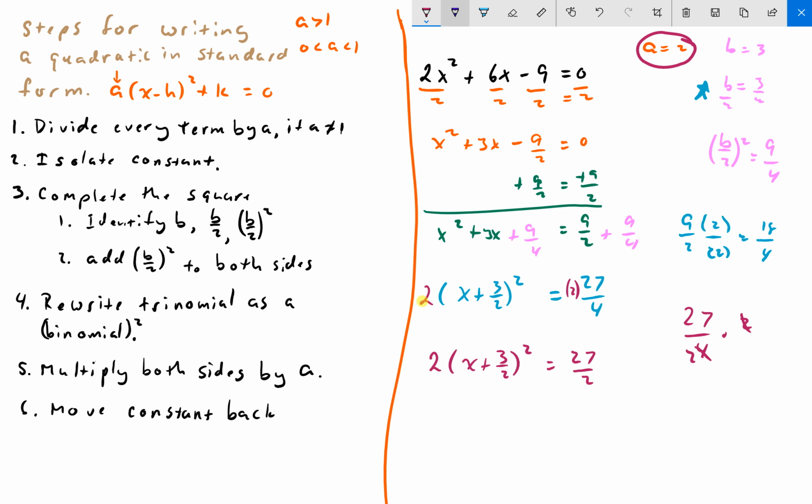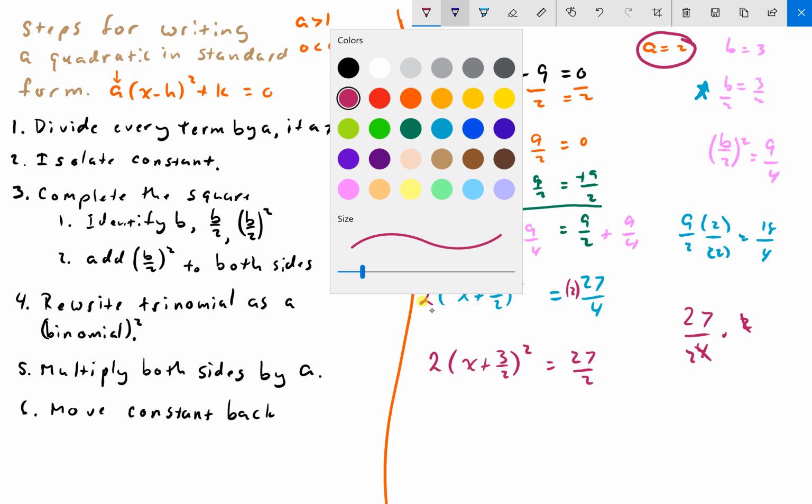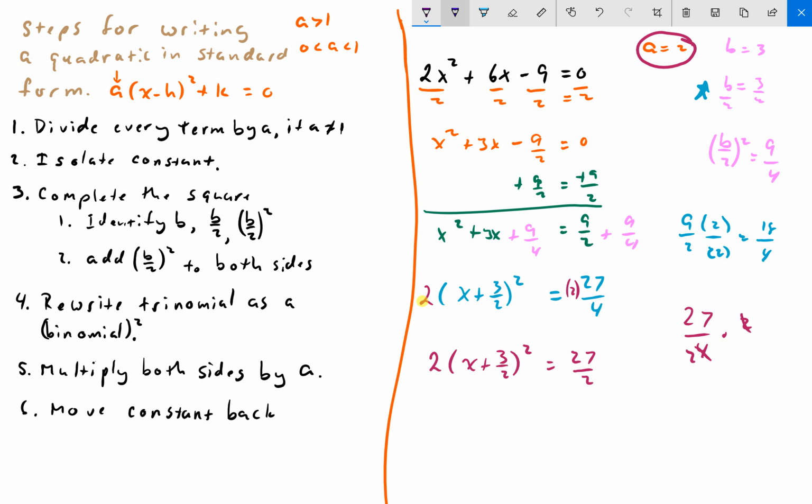And I'm going to move the constant back. Sorry, Phoebe. I'm going to move the constant back. I'll use this color because it's beautiful, isn't it, Phoebe? Isn't that a beautiful color? What color is it? I think I'd call this eggplant. Minus 27 halves equals 0.